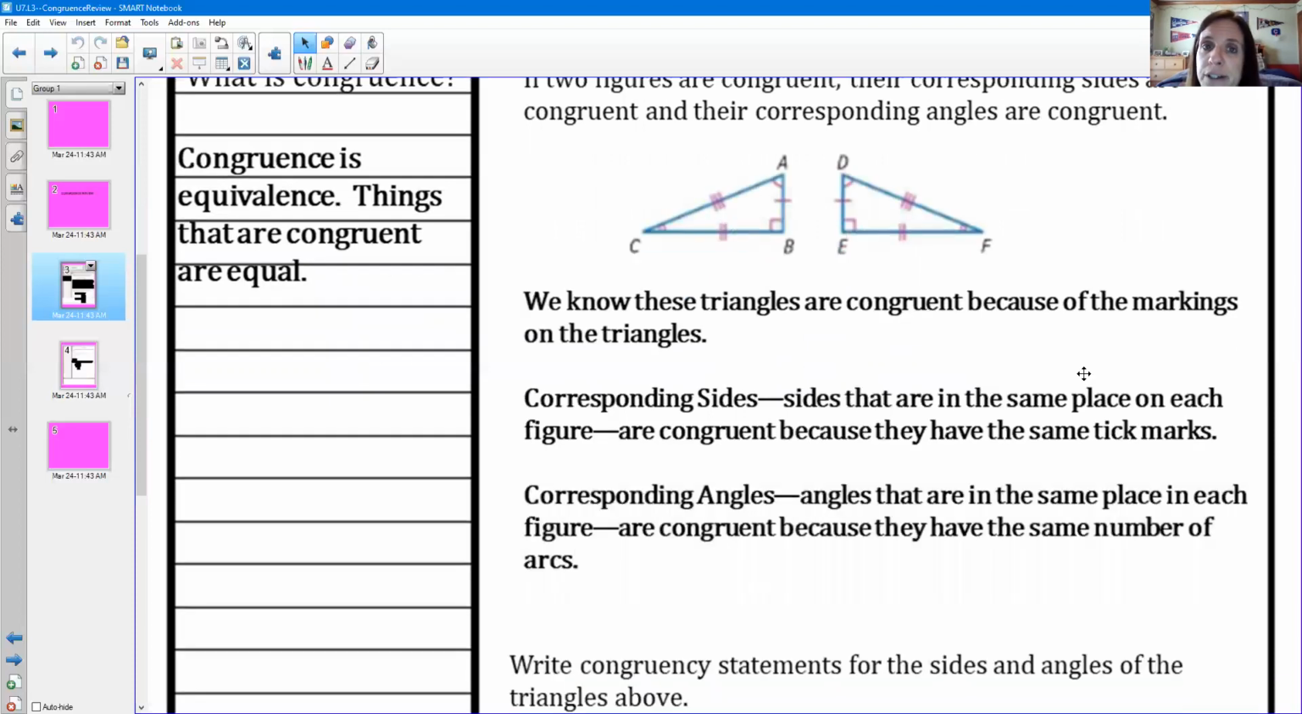Corresponding angles are the other parts that we look at with congruent figures, sides and angles. Those are angles that are in the same place in each figure, and they are congruent because they have the same number of arcs. So you're going to notice angle A at the top has 1 arc. So does angle D at the top of our other right triangle. They are congruent. Angle C has 2 arcs. I know it's kind of hard to see, but there's 2 in there. And angle F also has 2 arcs. So those are congruent. And we already talked about B and E and what makes them congruent.